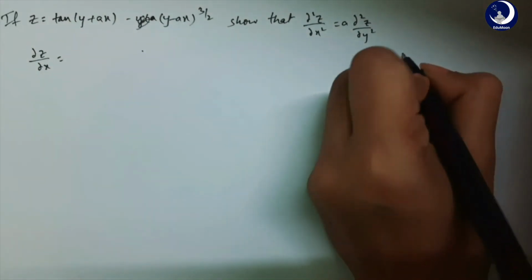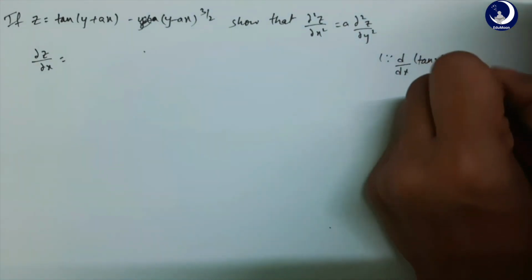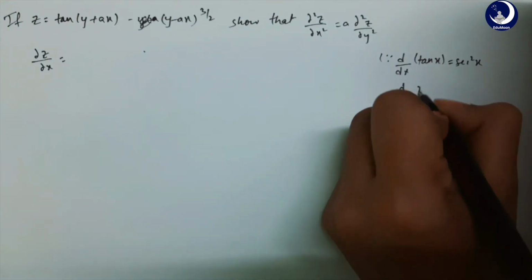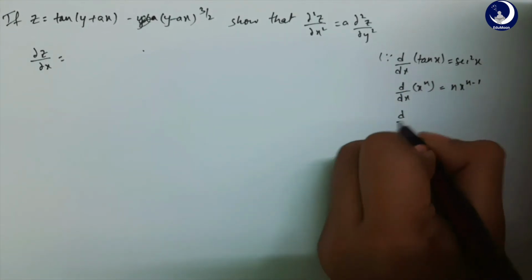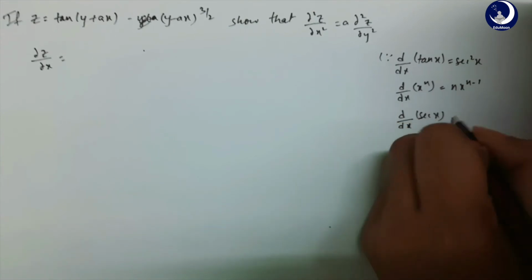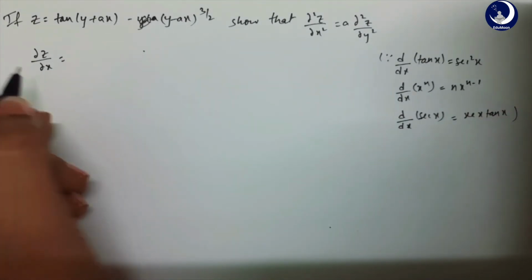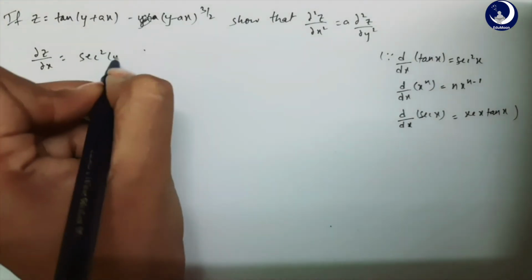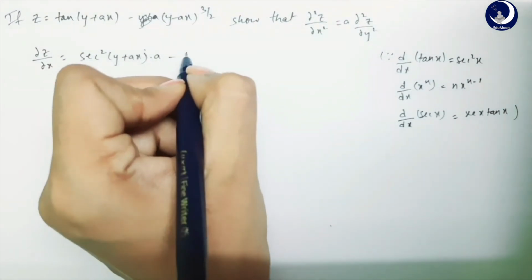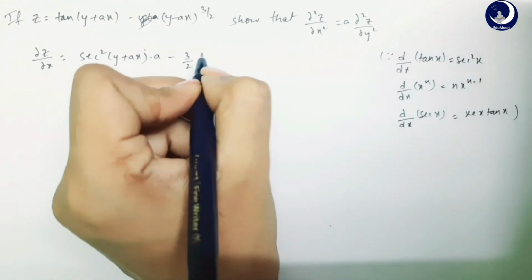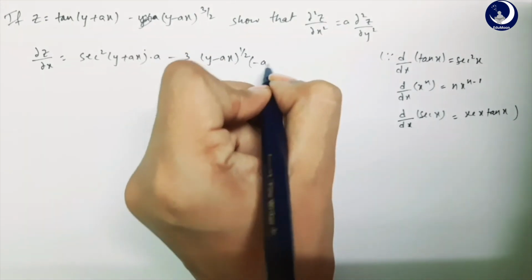Let's have some formulas in mind here. We already know these. If we differentiate tan x with respect to x, we get sec² x. If we differentiate xⁿ with respect to x, we get n xⁿ⁻¹. And if we differentiate sec x with respect to x, we get sec x tan x. So ∂z/∂x here is equal to sec²(y + ax). Y is constant, so we again differentiate ax and we get a, minus 3/2 (y − ax)^(1/2). And again for −ax we differentiate and we get minus a.